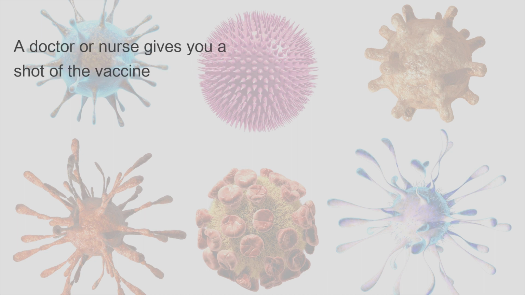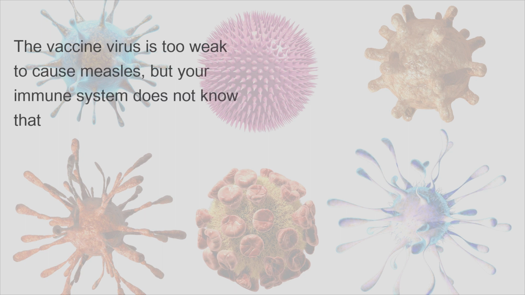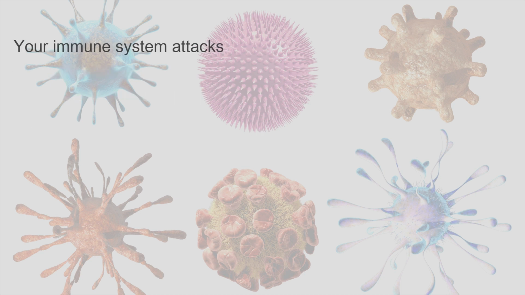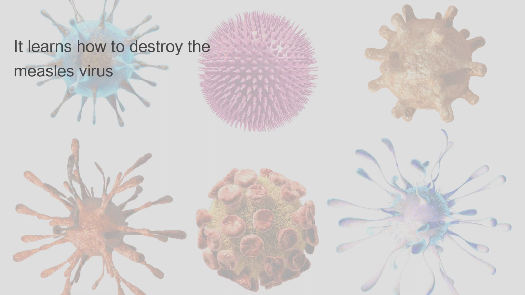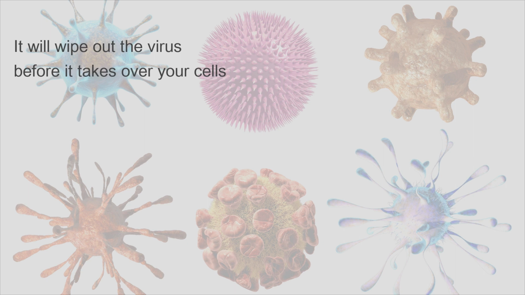A doctor or nurse gives you a shot of the vaccine. The vaccine puts the measles virus into your body. The vaccine virus is too weak to cause measles, but your immune system does not know that. Your immune system attacks. It learns how to destroy the measles virus. If a real measles virus later gets into your body, your immune system will remember how to defeat it. It will wipe out the virus before it takes over your cells.